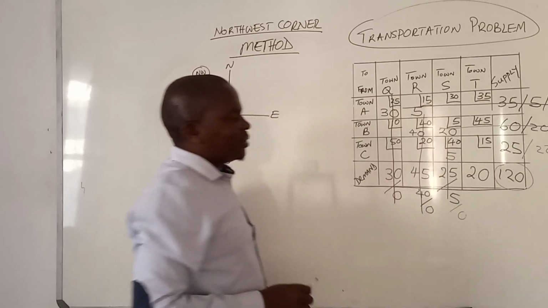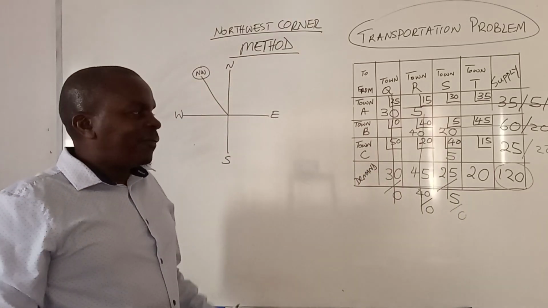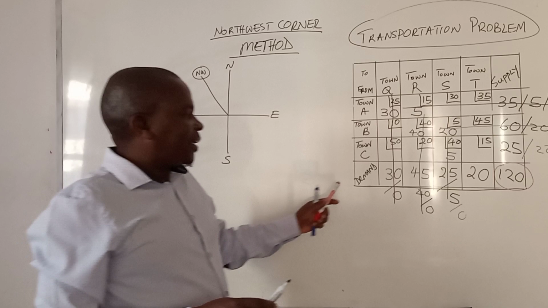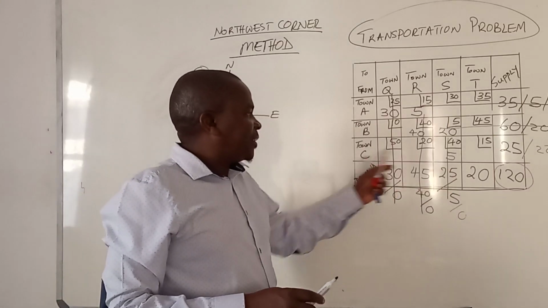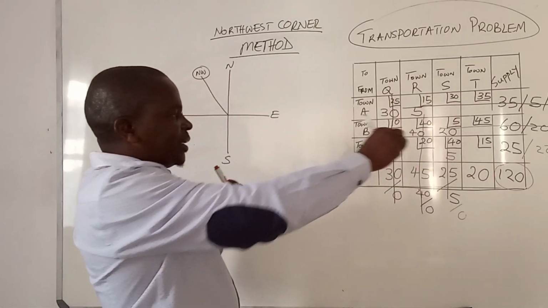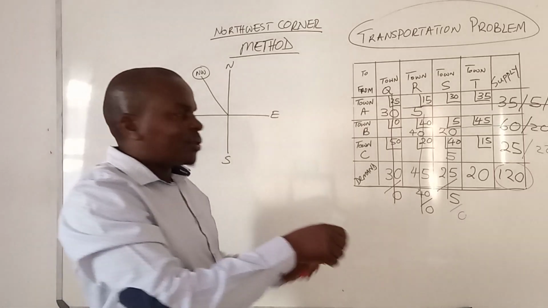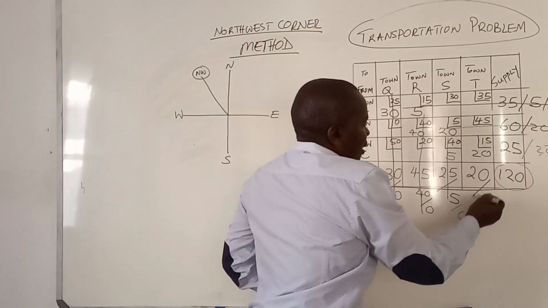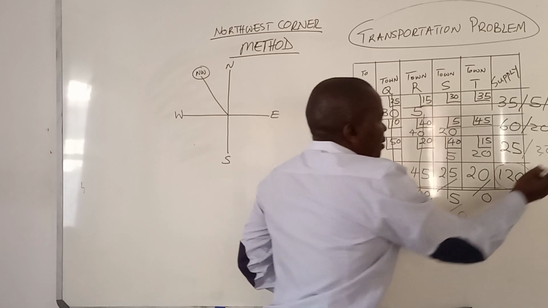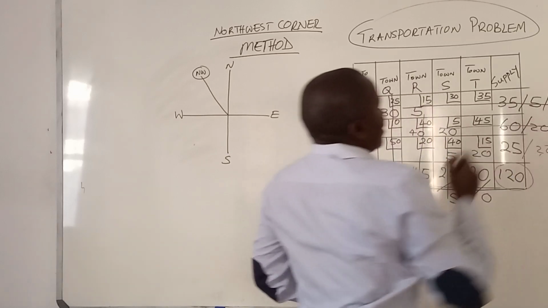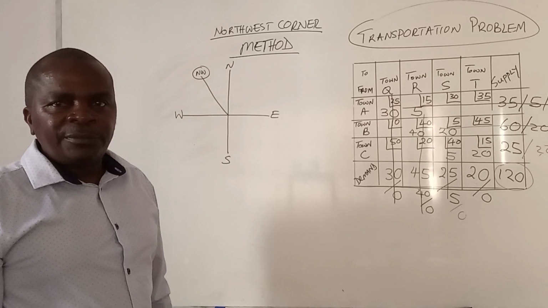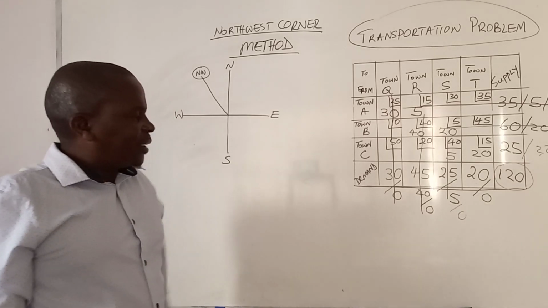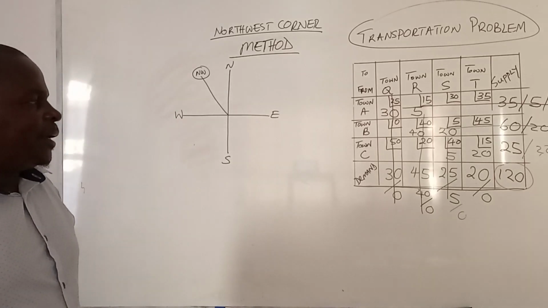And then we remain with this one here. This is the only cell which is remaining. Now, if you check the demand and the supply, it is 20 and 20. So this value here will satisfy that cell such that we'll remain with 0 this side and 0 the other side. So this is what the process is giving us now.